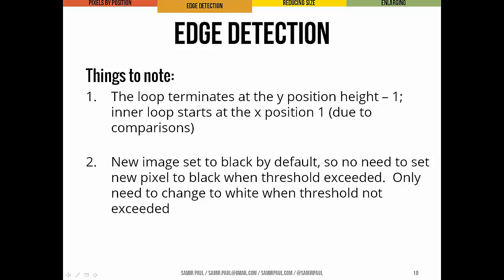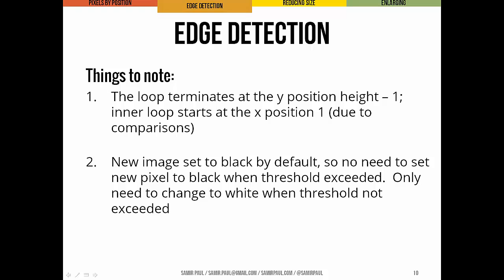Couple things to note here. The outer loop actually terminates at the Y position height minus 1 because bottom pixels are examined at position Y plus 1. And the inner loop starts at the X position 1 because left positions are examined at position X minus 1. So we don't want to actually try to access any pixels that are outside of the bounds of the image. So we have to constrain where we start and end our loops at.